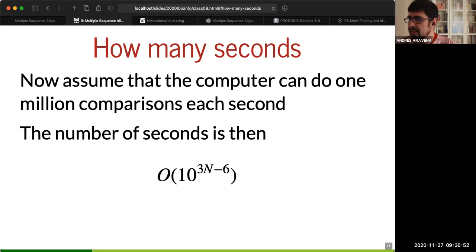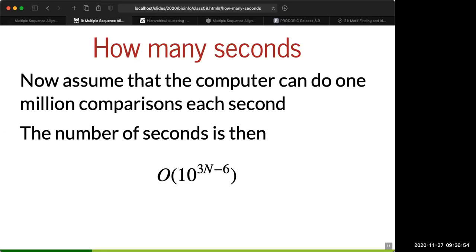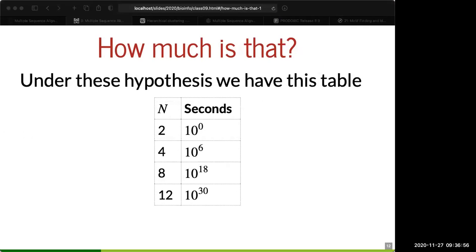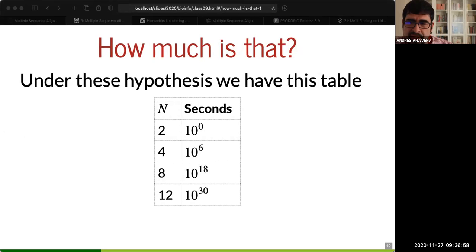Okay. So how much is this? If you have two sequences, under this hypothesis, which later we can discuss if it makes sense or not, aligning two sequences takes 1 second. Aligning 4 sequences takes 1 million seconds. 8 sequences take, what is that? 10 to the 18, one billion, one trillion, I don't know how to call them. And 12 sequences take 10 to the 30 seconds.